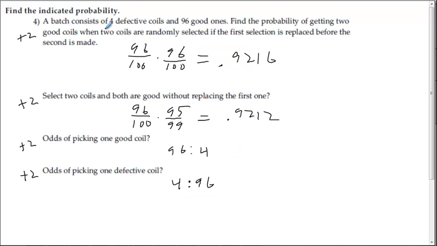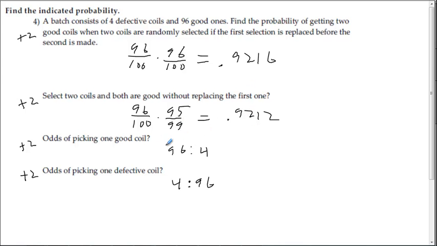And number 4, we've got 4 defective and 96 good. So there's 100 coils total. What's the probability that you get 2 good ones in a row? So good and good, and that's with replacement, so it's just the same. And this one is without replacement. So here's good and good, but now there's only 95 good out of 99 total. So it's just a slightly lower probability.